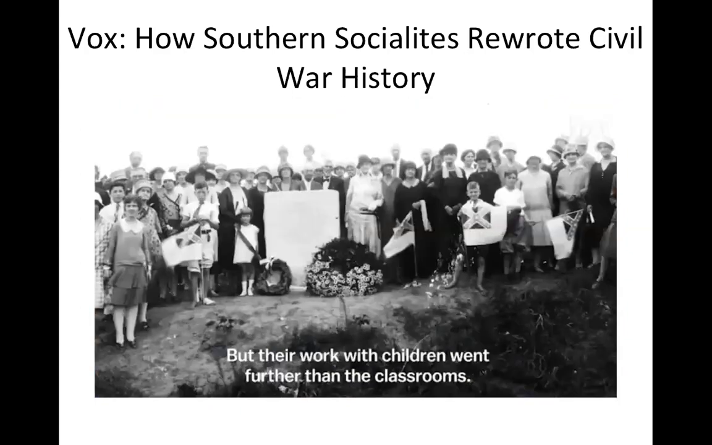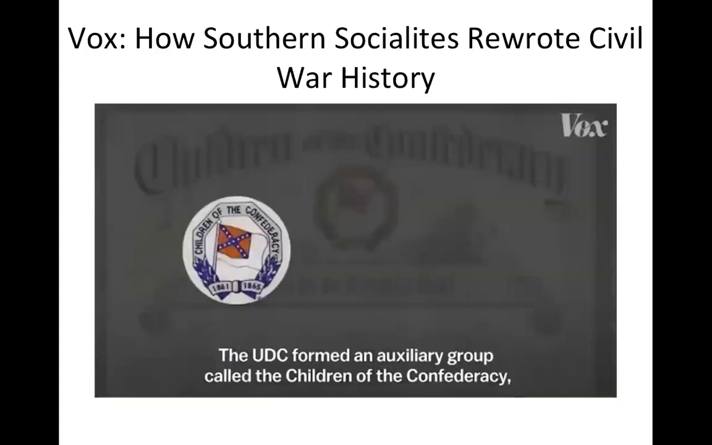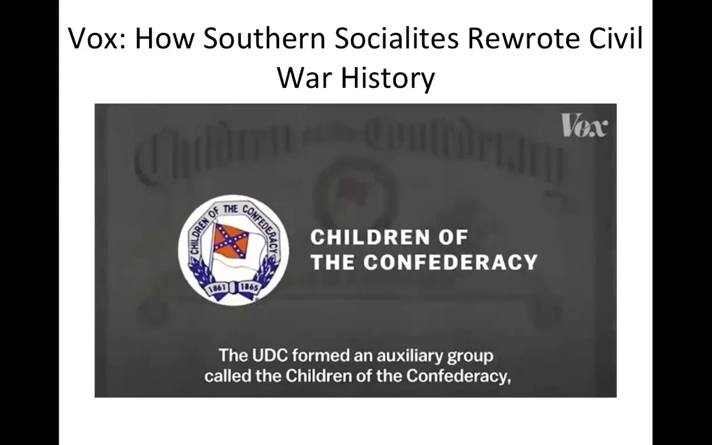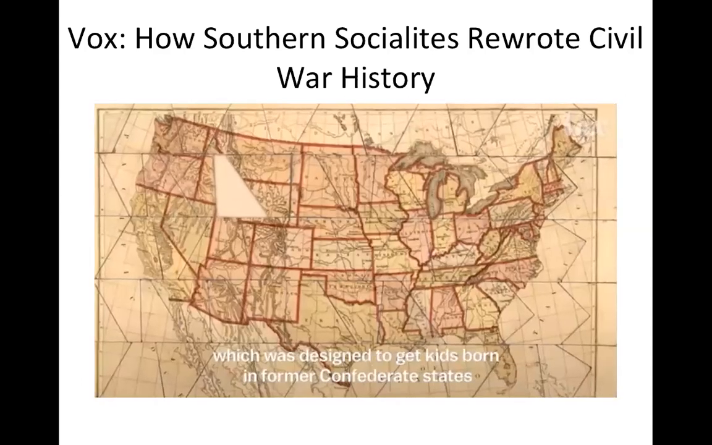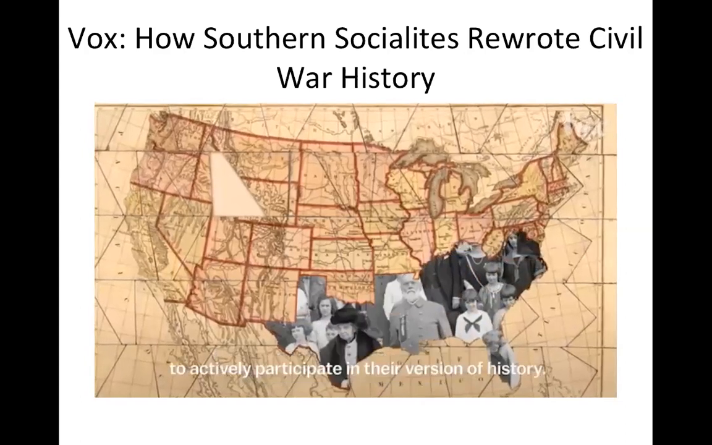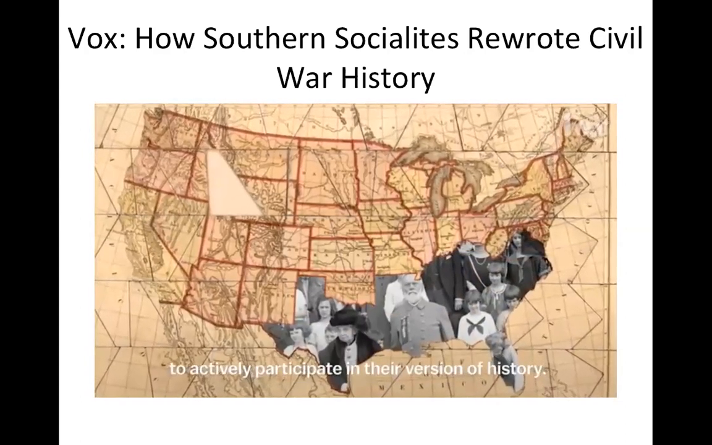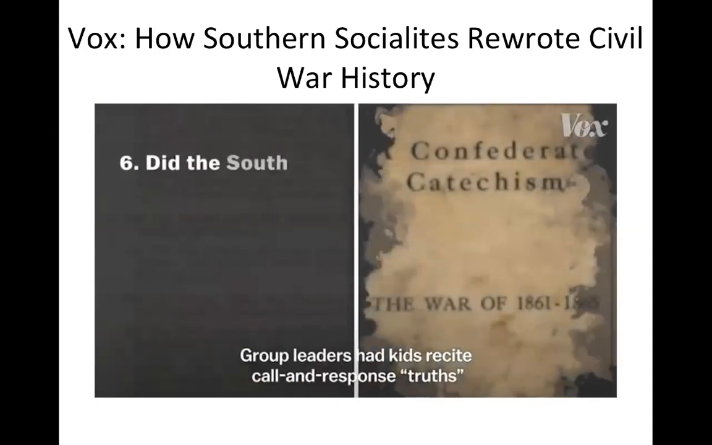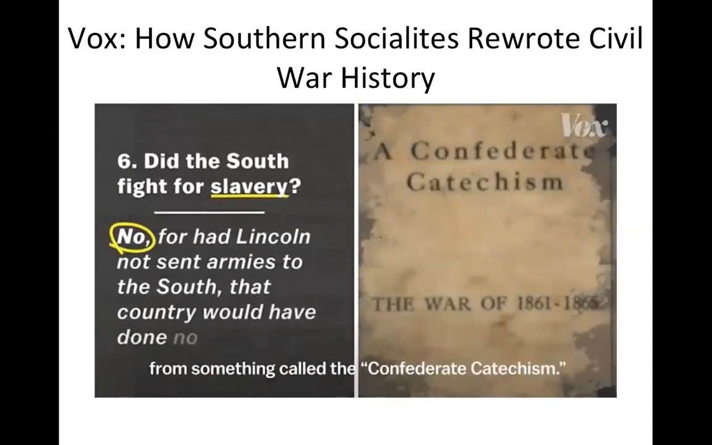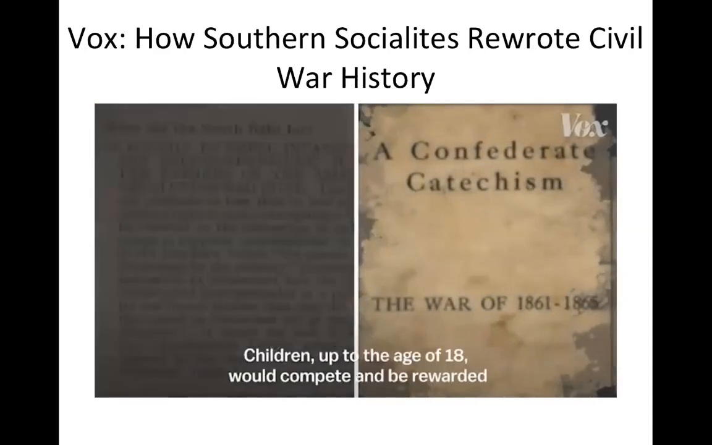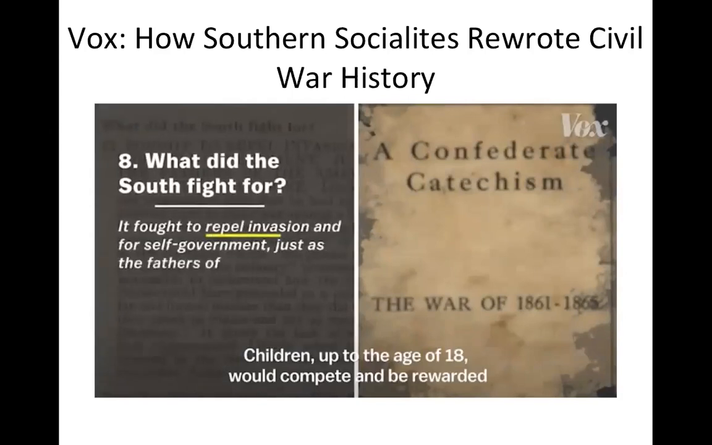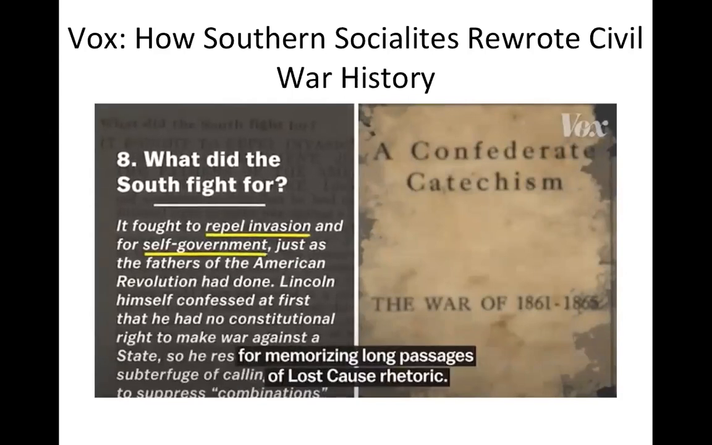But their work with children went further than the classrooms. The UDC formed an auxiliary group called the Children of the Confederacy, which was designed to get kids born in former Confederate states to actively participate in their version of history. Group leaders had kids recite call and response truths from something called the Confederate Catechism. Children up to the age of 18 would compete and be rewarded for memorizing long passages of Lost Cause rhetoric.